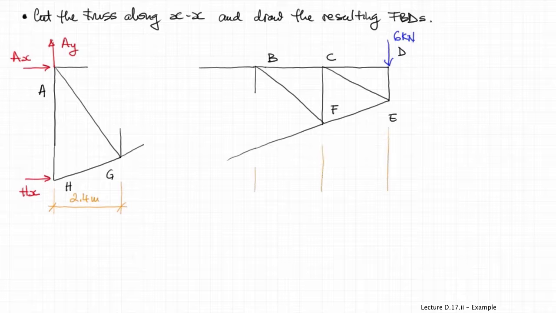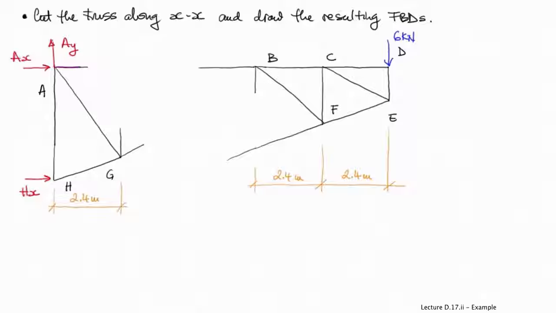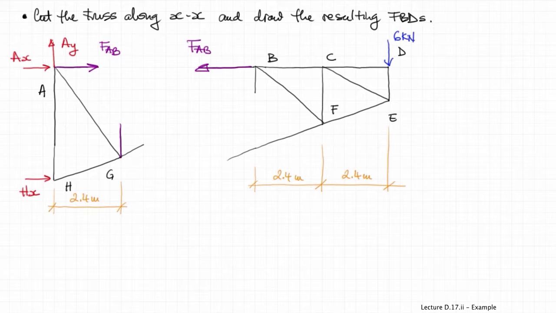We, of course, have to show the dimensions, the 2.4 meters, the panel sizes. All of them are 2.4 meters. And now we're just drawing the internal forces. We assume directions that we think would be the right ones, the correct ones.